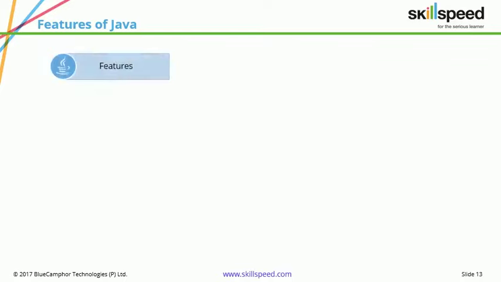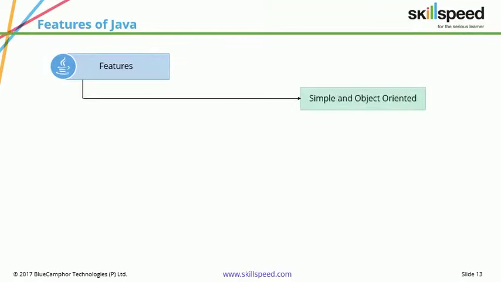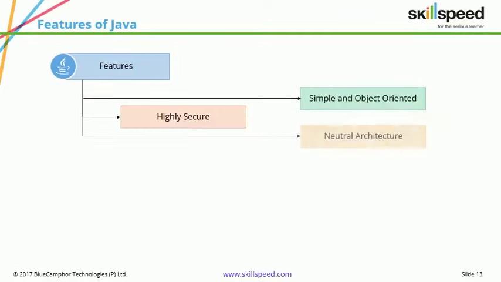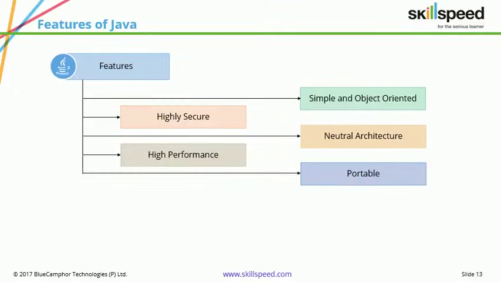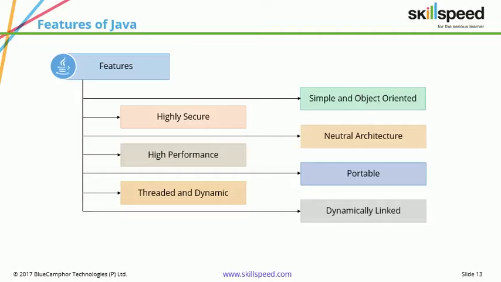Coming to the features of Java, Java's features are: it is simple and object oriented, highly secure, neutral in architecture, has very high performance, it is portable for us to use, it has multi-threading, so it is threaded, and it is also dynamic, dynamically linked, and it has no pointers.